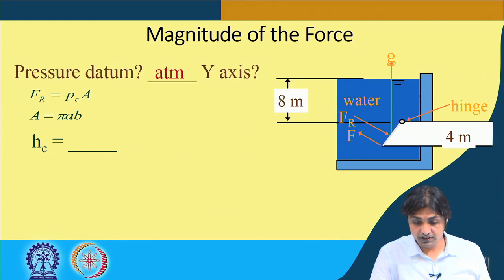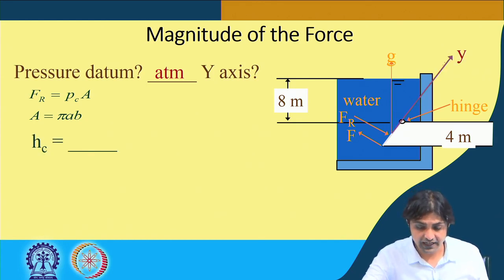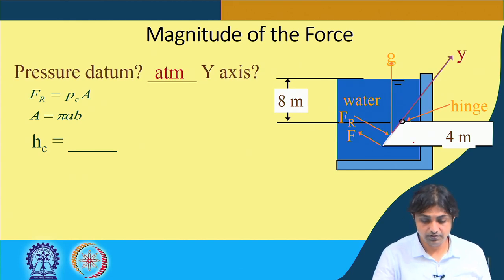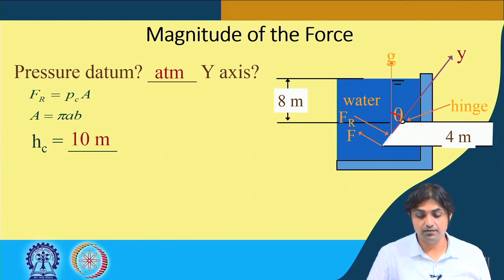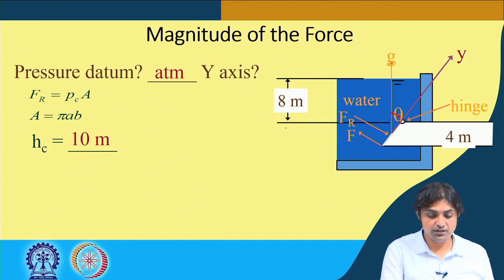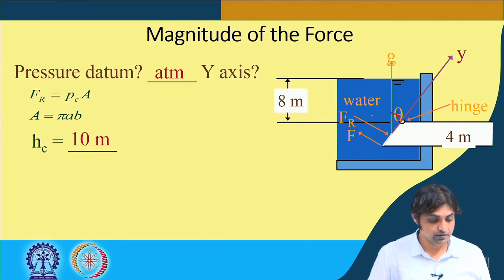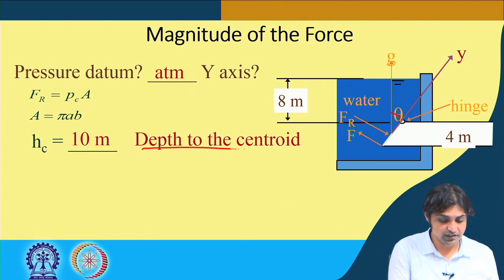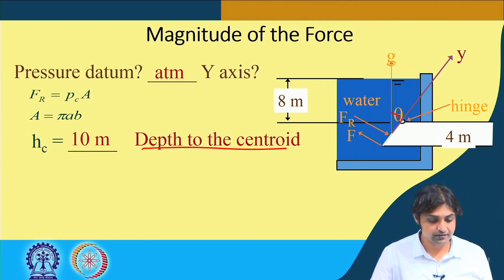Just taking you through HC, first we need to understand this is the y axis that we have assumed, and this is the theta that we have assumed. HC is 10 meters actually. Why? 8 meters plus 2 because of the ellipse. Depth to the centroid. Very clear.